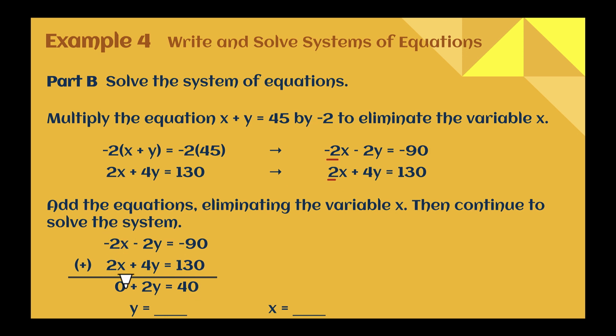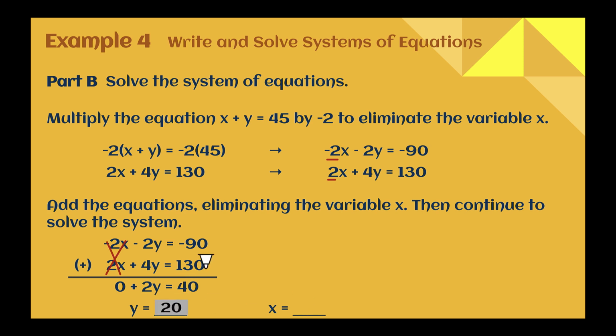This would eliminate x. -2 plus 2 is 0. -2 plus 4 is 2 for my y's. -90 plus 130 is 40. Now I can solve for y. 2 times y is 40, so y must be 20.